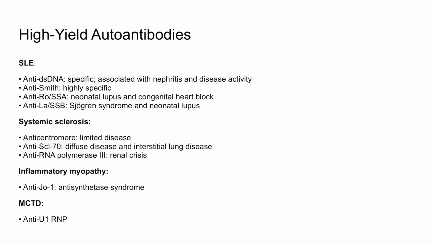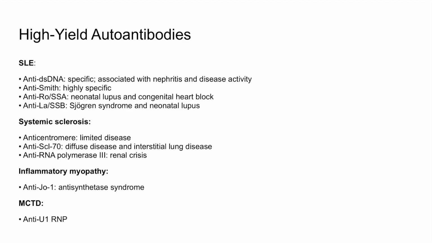Some high-yield autoantibodies for exams. So several autoantibodies have especially useful disease associations. In lupus, anti-double-stranded DNA is relatively specific and is associated with nephritis and disease activity, while anti-Smith is highly specific but less useful for monitoring. Anti-Ro or SSA is associated with neonatal lupus and congenital heart block, and anti-La or SSB is seen in Sjögren syndrome and may accompany neonatal lupus.